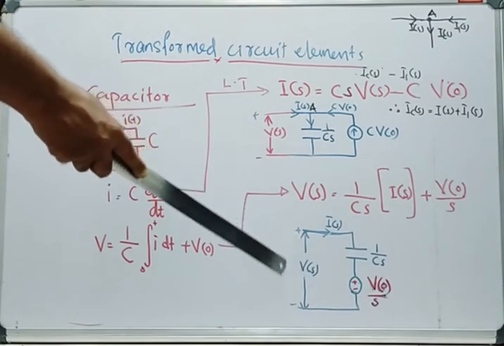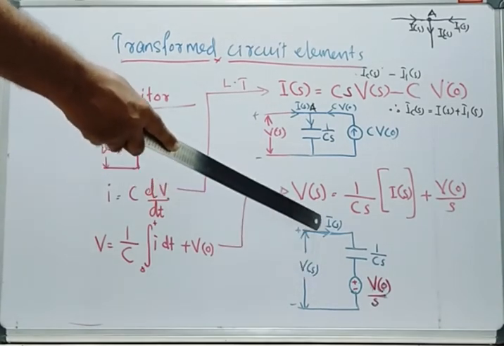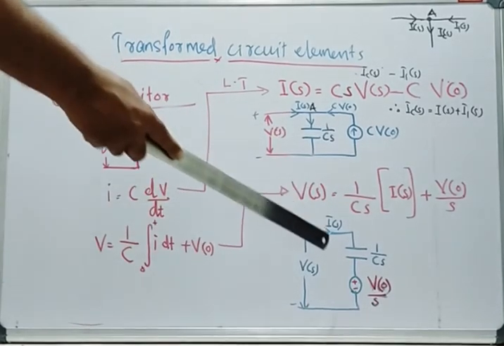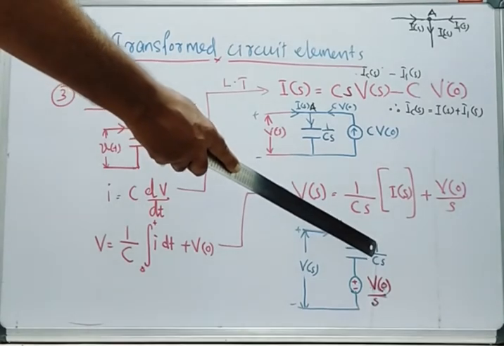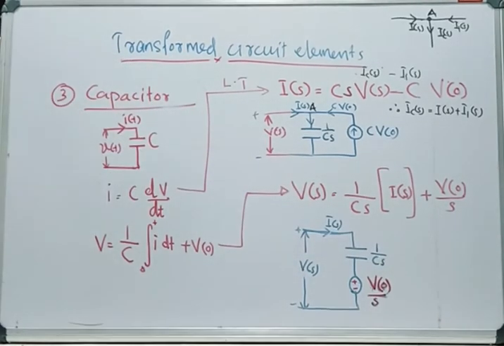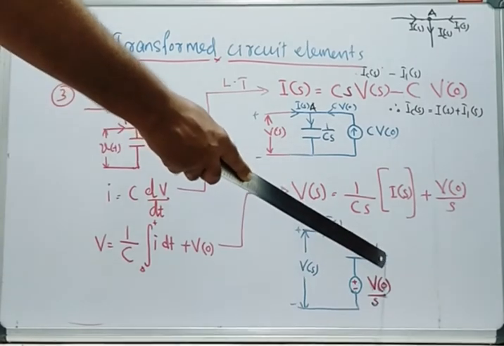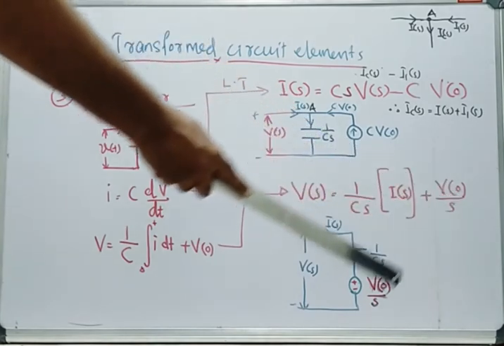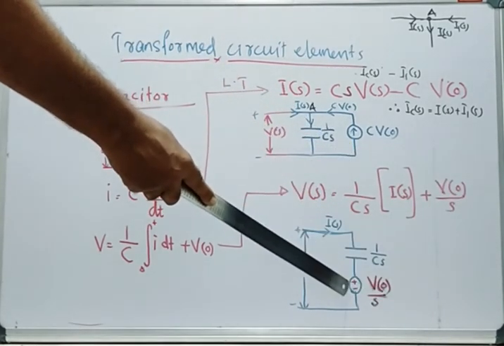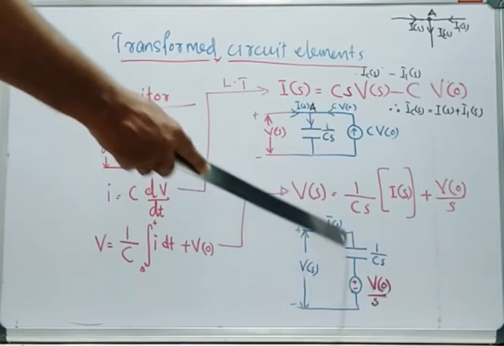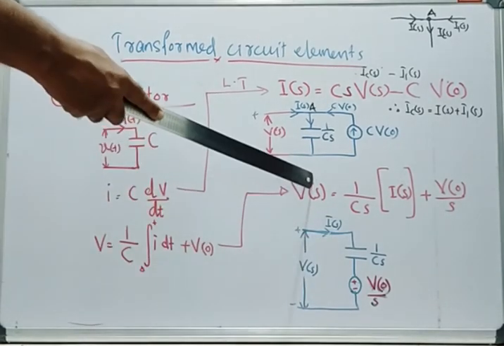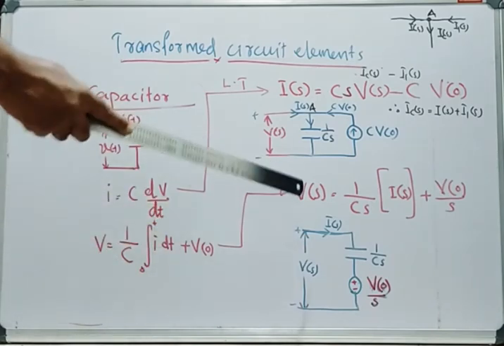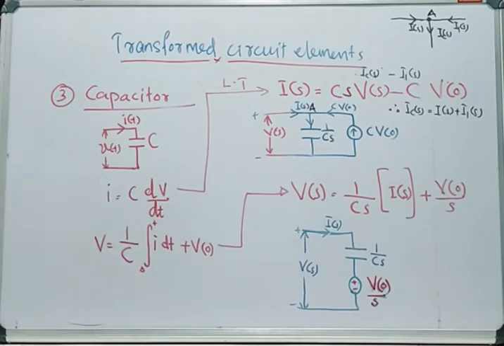So due to this application of voltage source V of s, I of s is flowing through an impedance having value 1 by Cs. In S domain, the impedance of a capacitor is represented by 1 by Cs. So I of s into 1 by Cs is the first part of this equation. And V0 by s is represented by a voltage source, so that this network should satisfy this KVL equation. So whenever we are using this equation, we can draw the equivalent circuit considering the KVL equation.